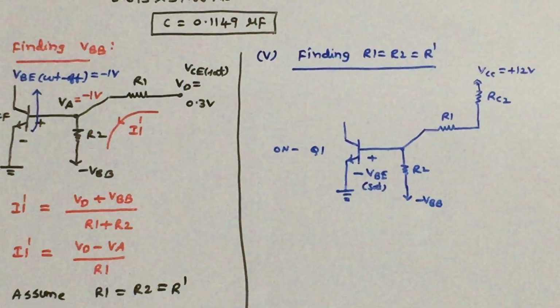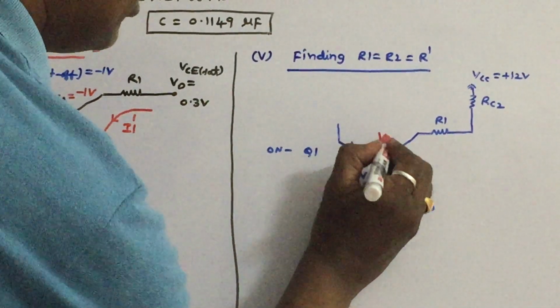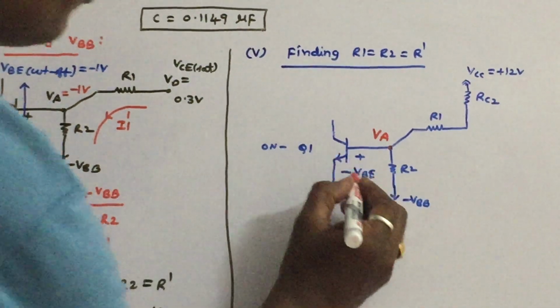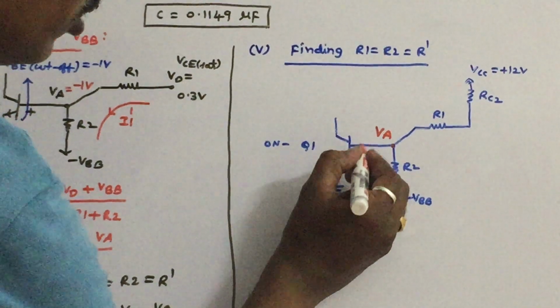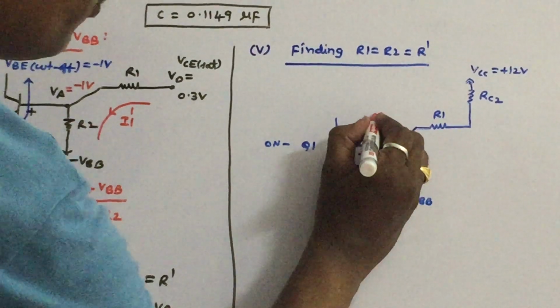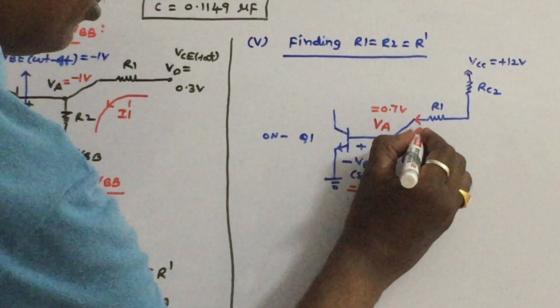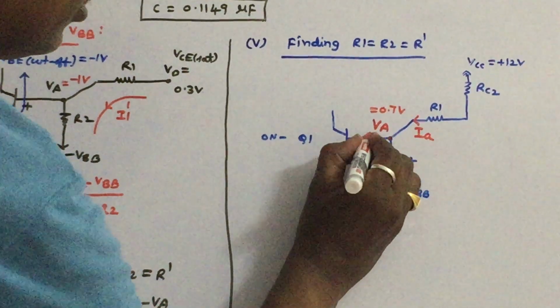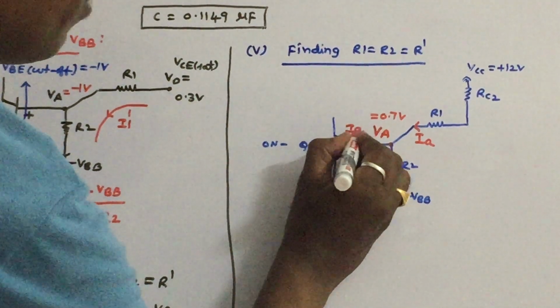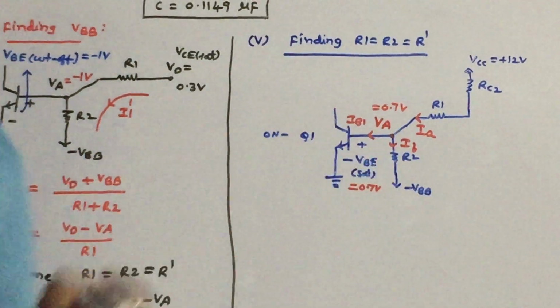Again, what is the node voltage? The node voltage here is VA. What is VA? Because this node is directly connected to this branch VBE, what is VBE saturation? We have taken 0.7 volts. So VA in this problem is 0.7 volts. Let us assume the current up to this branch is IA. Let us say this current is IB1, and let us take this current as IB.